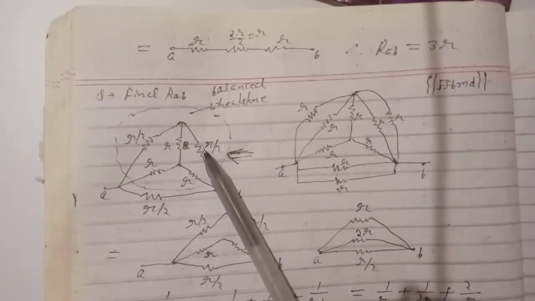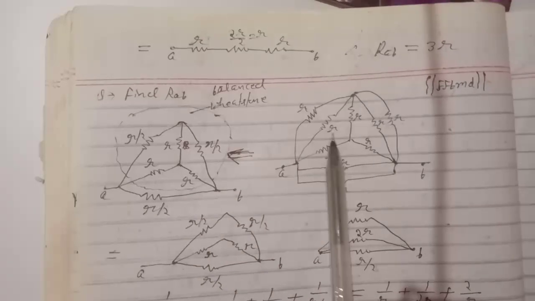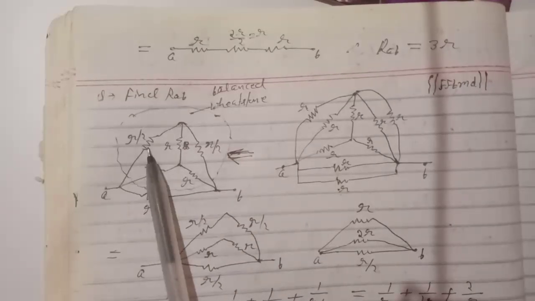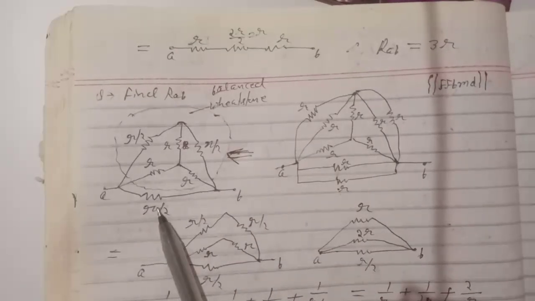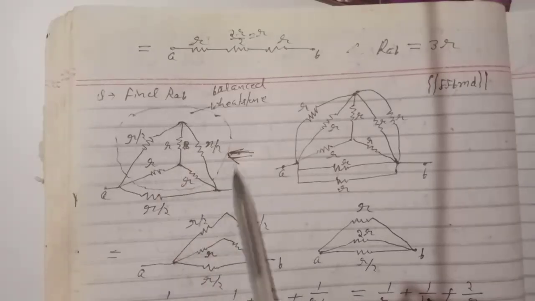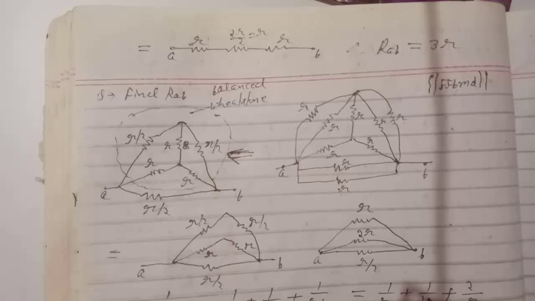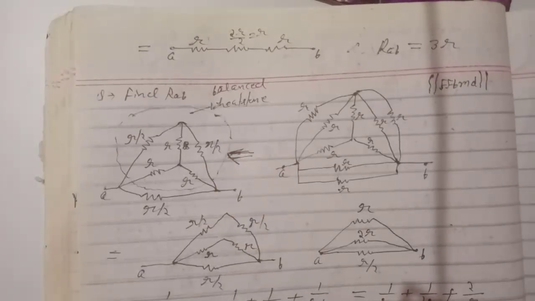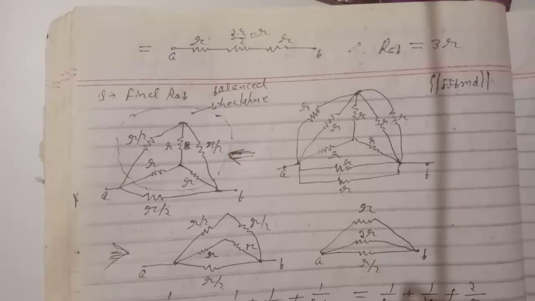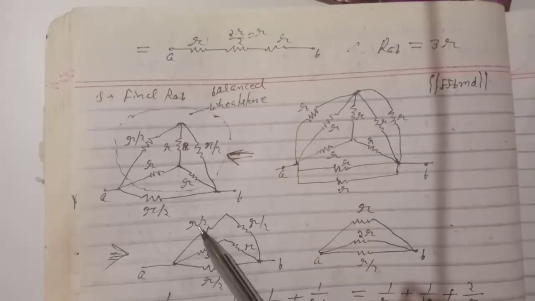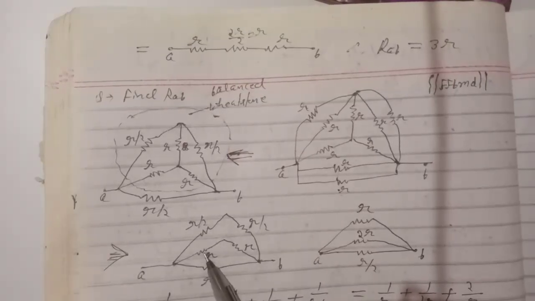Because this is in parallel, the equivalent of this 2 is R by 2, here it is shown. Again the equivalent of this 2 is R by 2, and the equivalent of this 2 is R by 2. Now if you see this part, this is a Wheatstone bridge and it is balanced, so this can be removed directly. So we are left with a circuit like this, because this will be R by 2 and this will be R by 2. This is R and R.